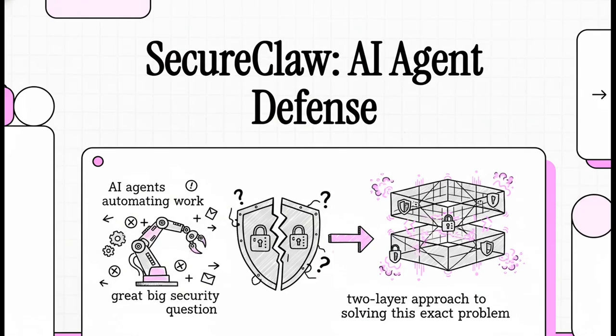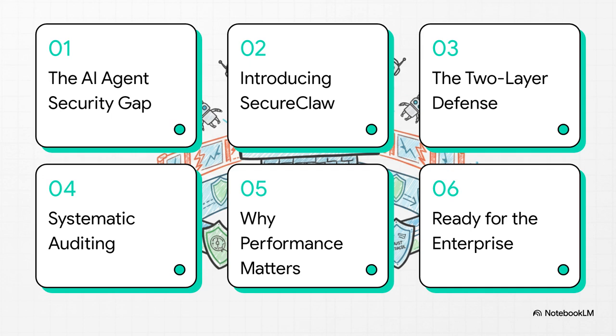All right, let's get right into it. AI agents are starting to automate more and more of our work, which is honestly incredible. But with all that power comes a huge security question. How do we actually control these things? Today, we're going to look at an open source tool called SecureClaw that has a really fascinating two-layer approach to solving this exact problem.